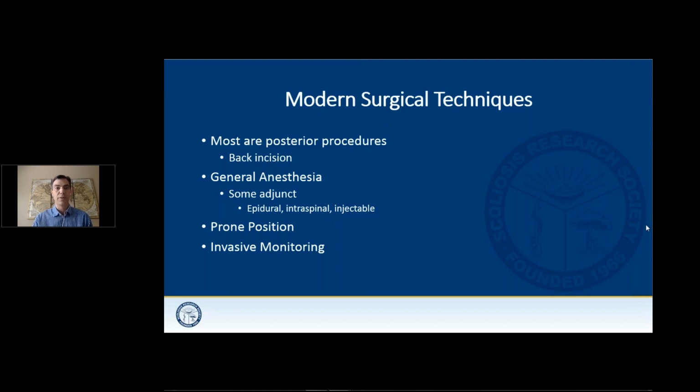They're done in the prone position, which means the patient's face is down, which I'll show you in a couple slides along the way. And as Dr. Lee just pointed out, the invasive monitoring, the neurologic monitoring that we use for real-time feedback of the spinal cord function has really been remarkable in improving patient safety with these procedures.